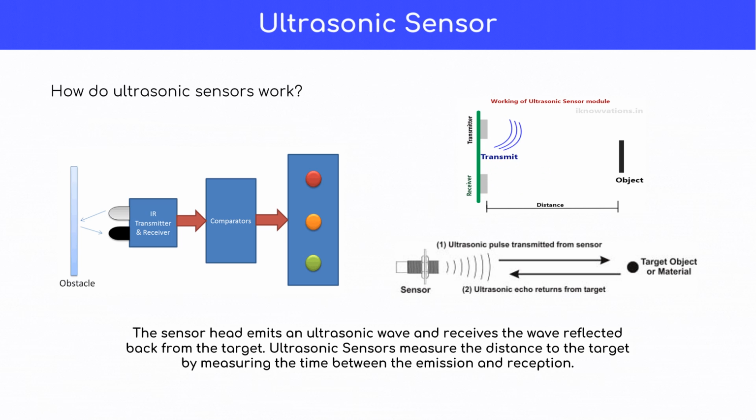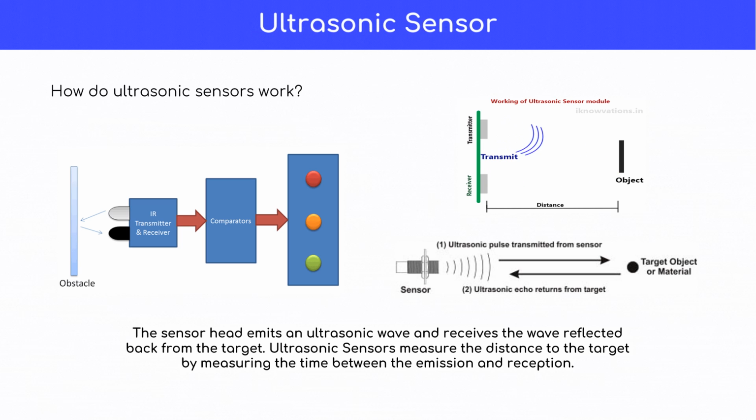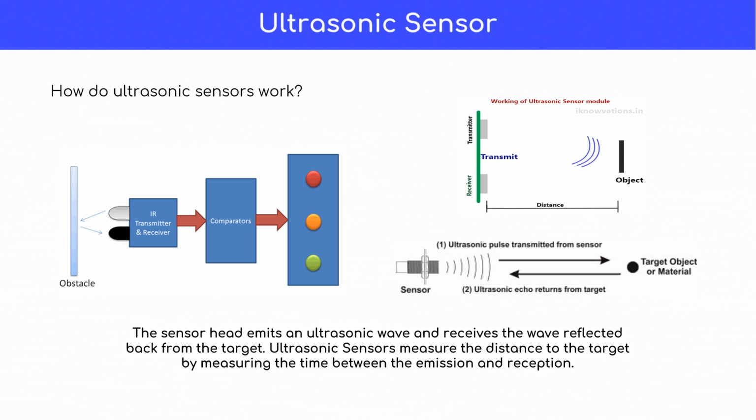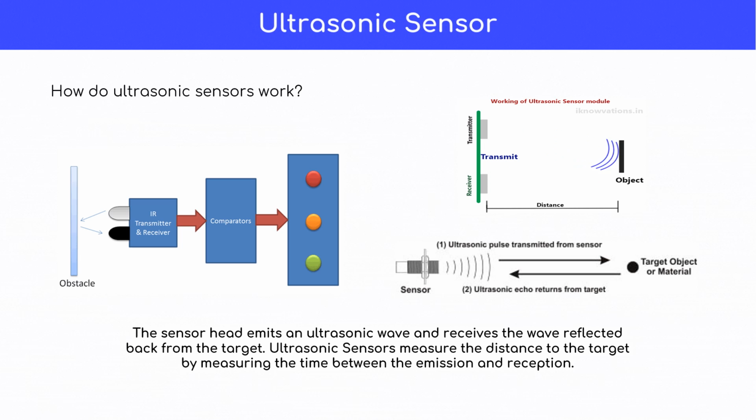Ultrasonic sensor. An ultrasonic sensor is an electrical device that measures the distance to or the presence of a target object. This is done by transmitting a pulse toward the target and then measuring the time taken to return to the receiver. From the image represented, ultrasonic sensors measure distance by using ultrasonic waves. The sensor head emits an ultrasonic wave and receives the wave reflected back from the target. This device also measures the distance to the target by measuring the time between the emission and reception.